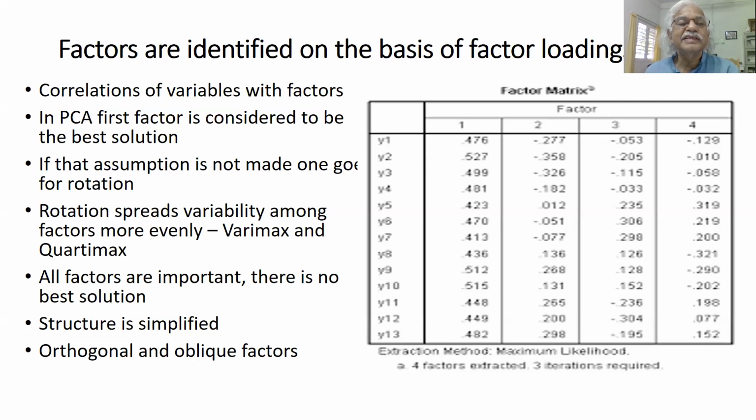In principal component analysis, the first factor is considered to be the best solution. And if the purpose of factor analysis is to develop an index or to arrive at a scale, then this factor 1, which is based on all 13 variables in this table, you can write as a linear combination of all these variables: F1 equals 0.476 V1 plus 0.527 V2 and so on, up to 0.482 V3.